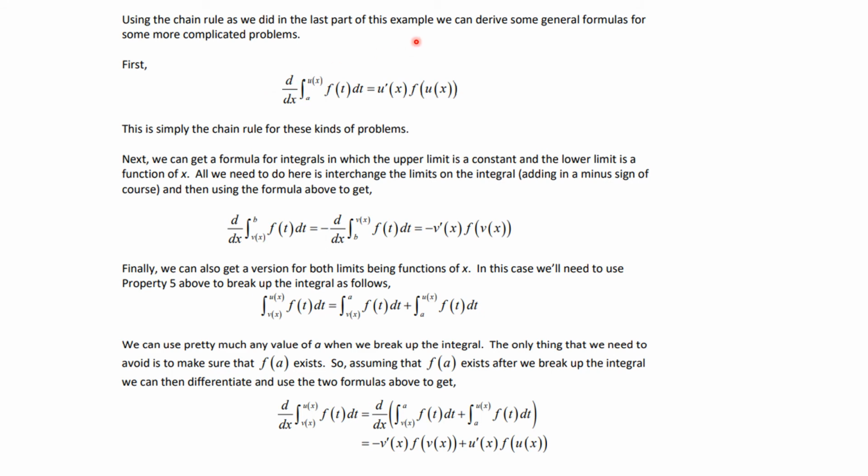Now, using the chain rules we did in the last part of that example allows us to derive some more complicated formulas. Certainly, if I'm integrating from a to u of x, then it's going to be put the u in for the integrand argument, but then take u prime of x. But we could also do it for a bottom one, and if for the bottom one we again did this, but we just turn it upside down, and so we get this, minus v prime of x times f of v of x. And we could also break up both limits going this way and pick a point A that's either between them or not between them, and I can take this derivative, and when I do, taking the derivative of this one and the derivative of this one, combining them, I get this formula.